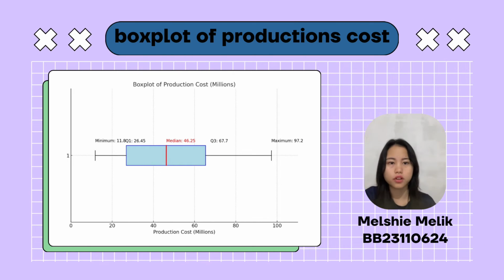As you can see in the slide, for the production cost box plot, the data spreads between a minimum of 11.8 and a maximum of 97.2 million. The IQR, the interquartile range, the middle 50% of the data, lies between 26.45 and 67.7 million, while the median is slightly skewed towards the lower end of the interquartile range, indicating a mild asymmetry in the data distribution. The whiskers, the lines extending beyond the box, indicate that there are no extreme outliers.